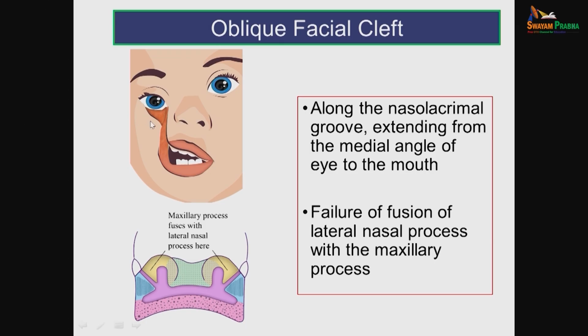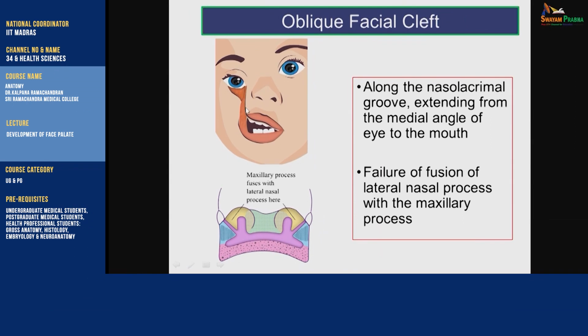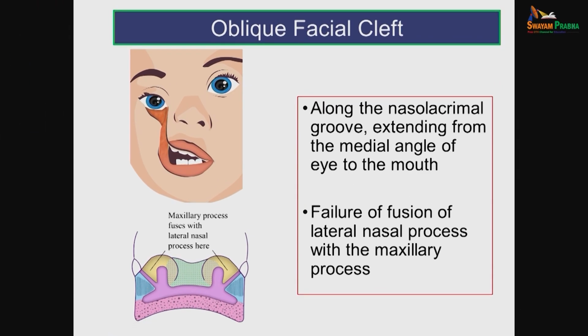Then there is a clinical condition called oblique facial cleft. You can see in this picture that there is a cleft in the face, which is oblique facial cleft. This is seen along the nasolacrimal groove, extending from the medial angle of the eye to the mouth. Already we have seen the development of the nasolacrimal duct. We have understood that the maxillary process and the lateral nasal process fuse, and this extends from the medial angle of the eye to the stomatodeum, which is the future mouth.